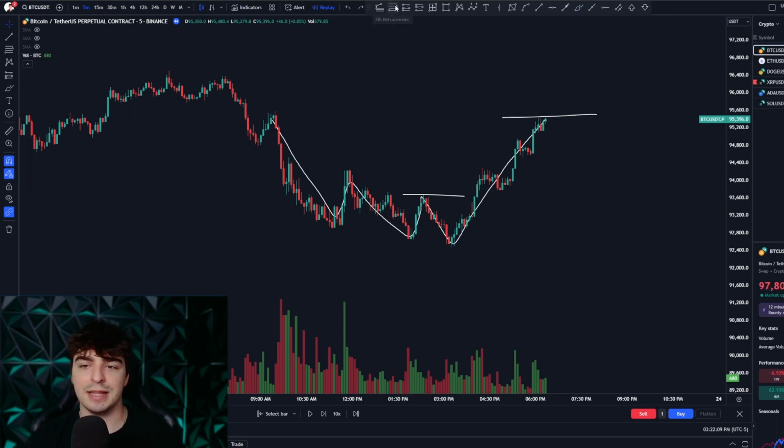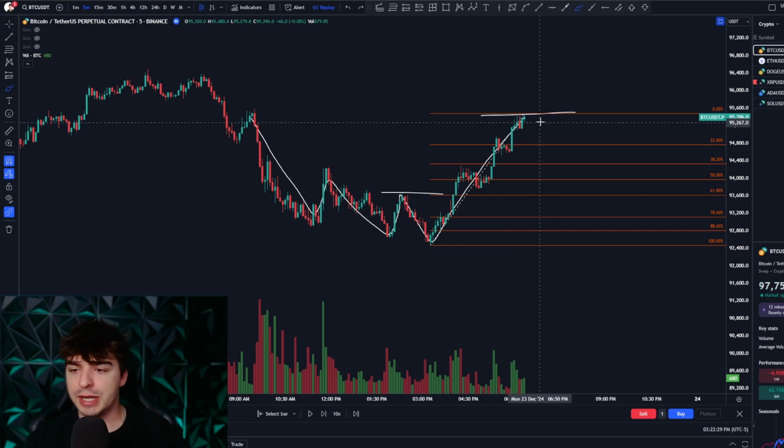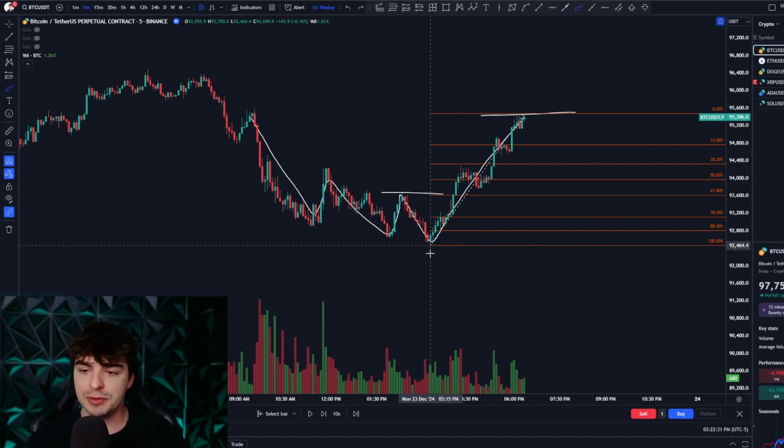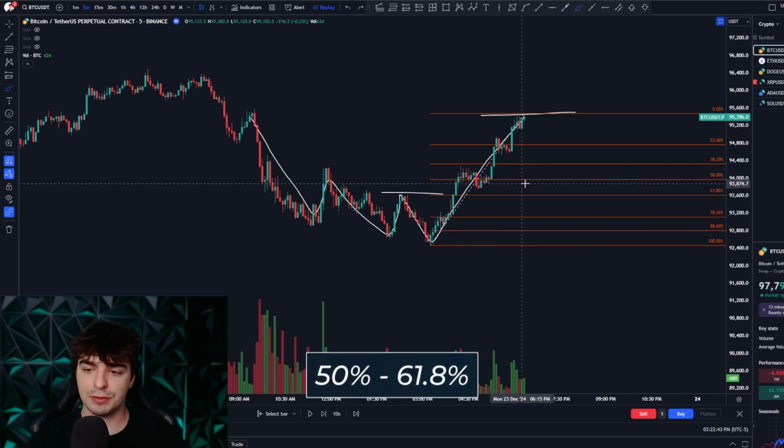Now, how do you define this? What does that even mean? That means that you're probably going to pull back to around the halfway point. And the easiest way to identify the halfway point is going to be using the Fibonacci retracement tool from low to high and looking at the 50 to 61.8% retracements.